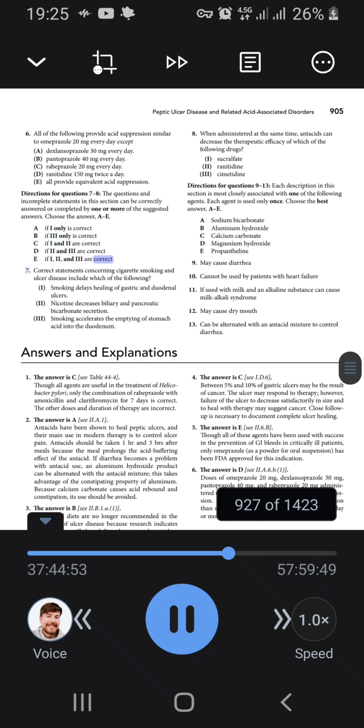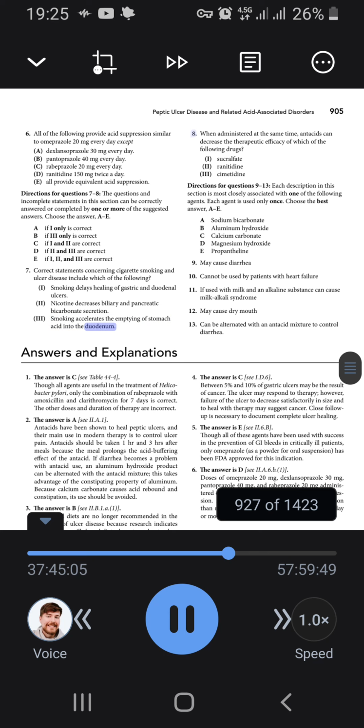7. Correct statements concerning cigarette smoking and ulcer disease include which of the following? 1. Smoking delays healing of gastric and duodenal ulcers. 2. Nicotine decreases biliary and pancreatic bicarbonate secretion. 3. Smoking accelerates the emptying of stomach acid into the duodenum.